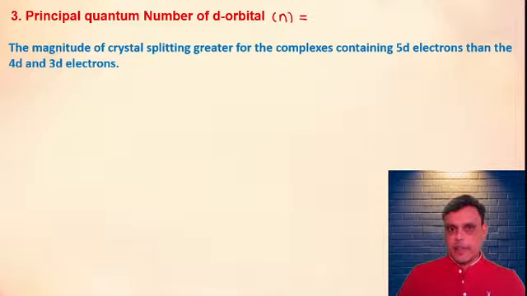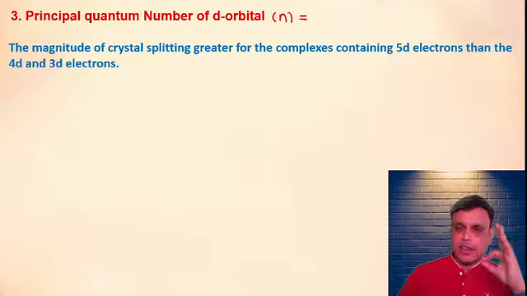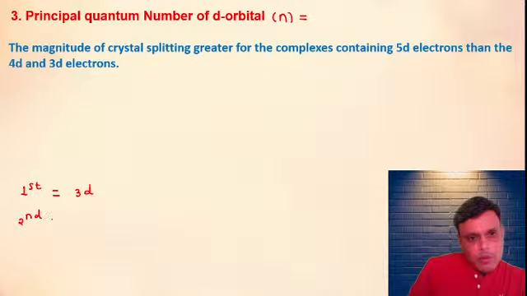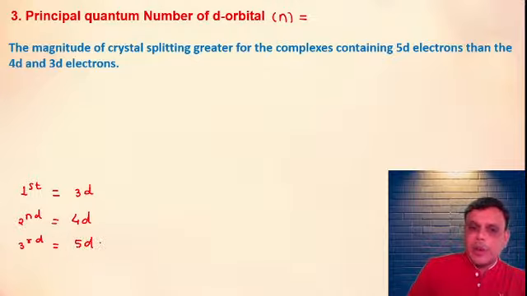If your metal atom is from the third row, third means 5d series. First row means 3d, second row means 4d and third row means 5d. And if your metal atom is from the 5d orbital or third row series, then it will have a higher value of 10 Dq than the 4d and then the 3d.